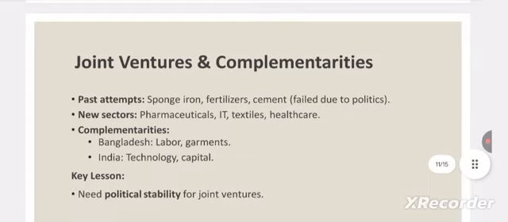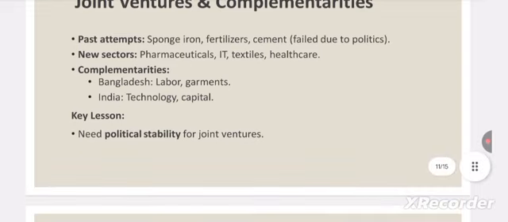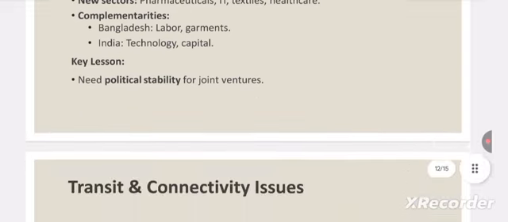Joint ventures and complementarities are here. Bangladesh's past attempts: sponge iron, fertilizers, cement. New sectors are like pharmaceuticals, IT, textiles, healthcare. Complementarities: Bangladesh labor and garments, India technology and capital.